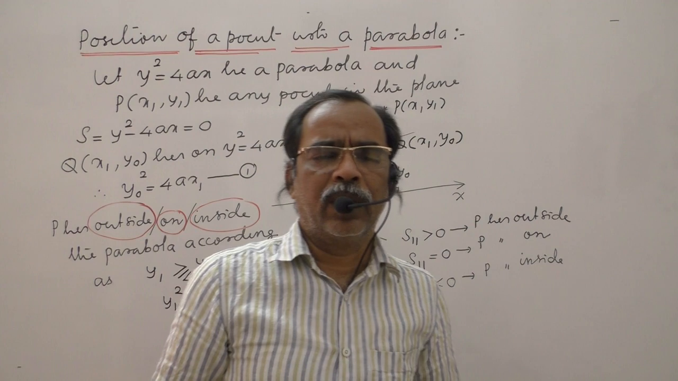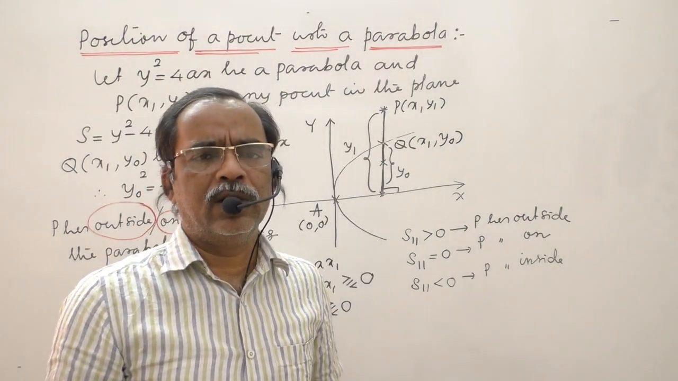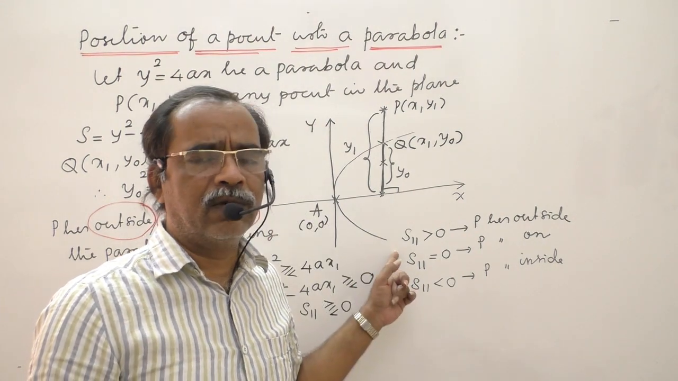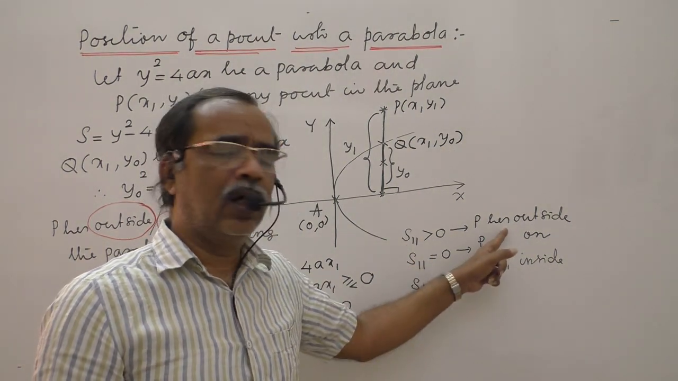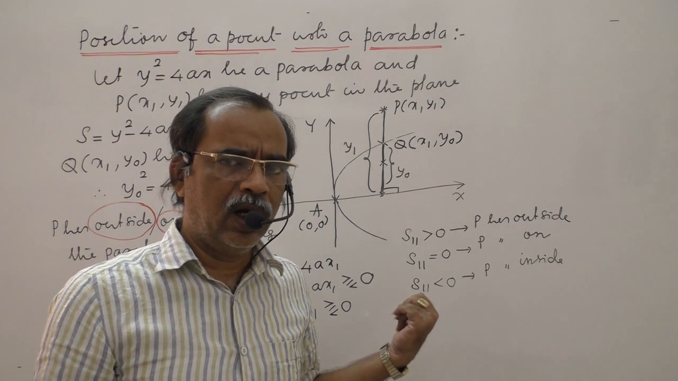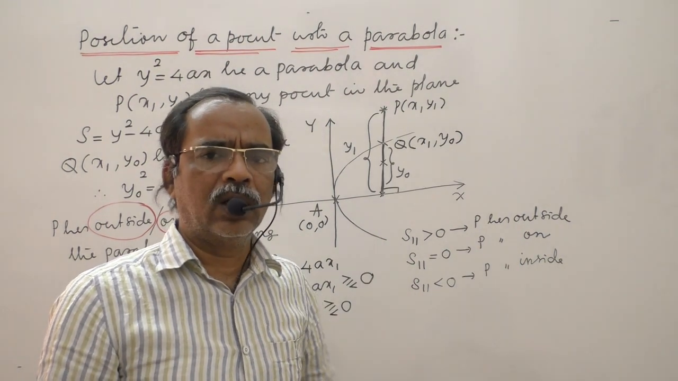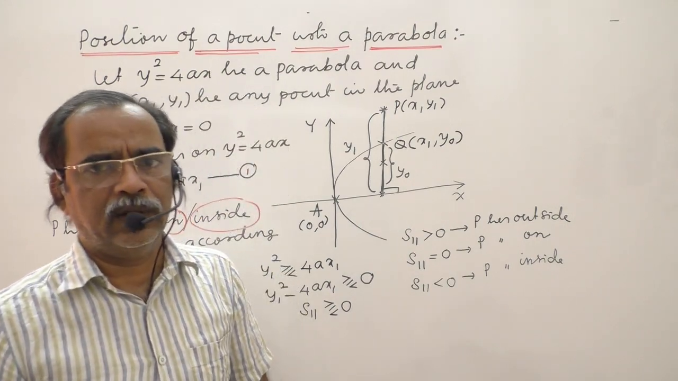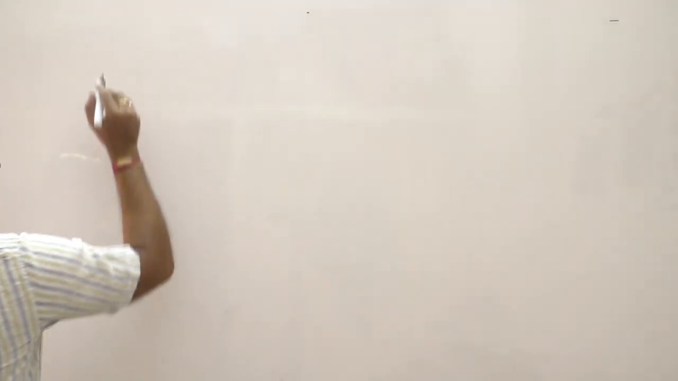That's all. This concept is 100% the same as for circles. In circles also, if a point and a circle are given, to know its position we find S₁₁ there also. If S₁₁ is greater than 0, the point lies outside. In a circle also it is the same concept. If S₁₁ is equal to 0, P lies on the curve. If S₁₁ is less than 0, P lies inside the curve. Next concept: the equation of a tangent to the parabola at a given point.